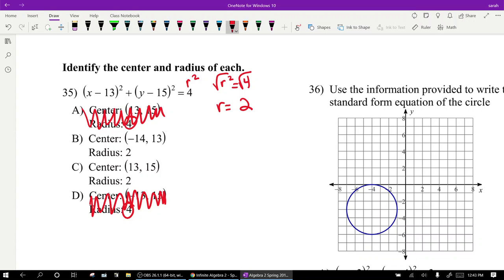All right, so now I need to find the center. So in the x direction, I'm going to go 1 over, and in the y direction, I'm going to go 5. So this one's totally wrong. It's got a 4 in there. So it has to be C for 35.